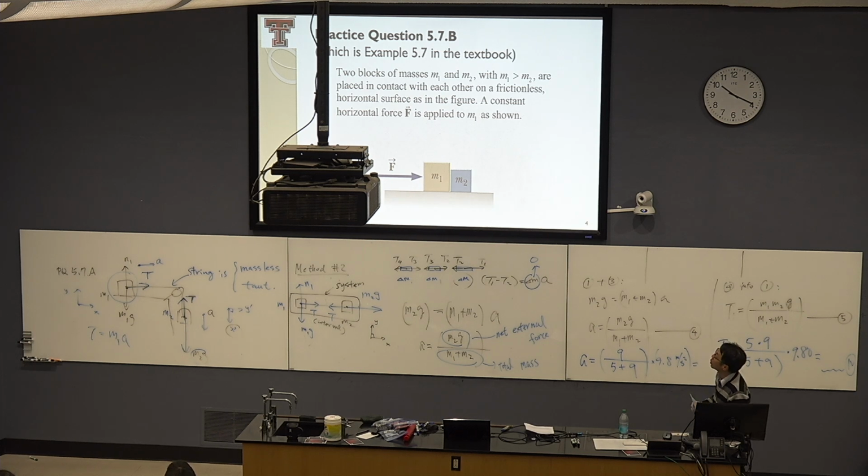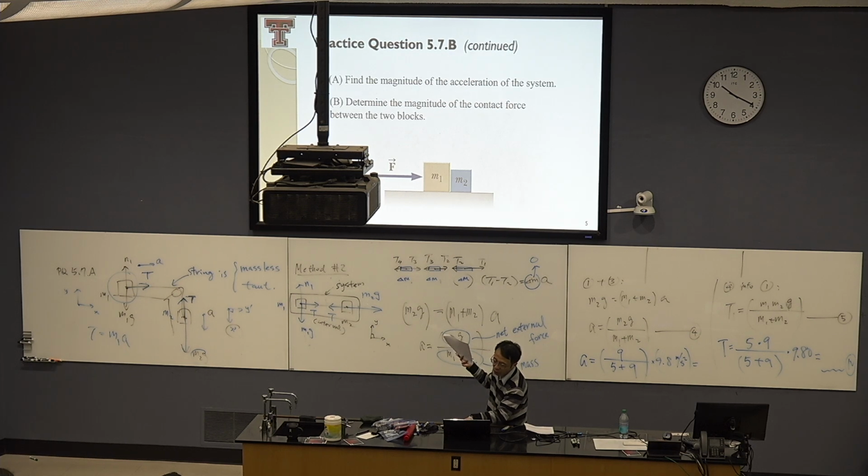So now how would you solve this problem here? Think about this one. Let me address the question here. There are two blocks. Suppose you know the masses. Unfortunately, they didn't give you any values, but it's a symbolic question. So first, find the expression for the magnitude of the acceleration of the system. System means m1 and m2 together. Part B, determine the magnitude of the contact force between the two blocks.